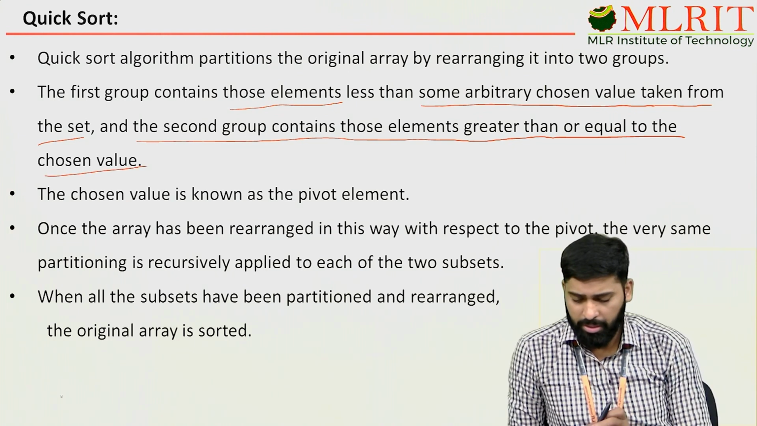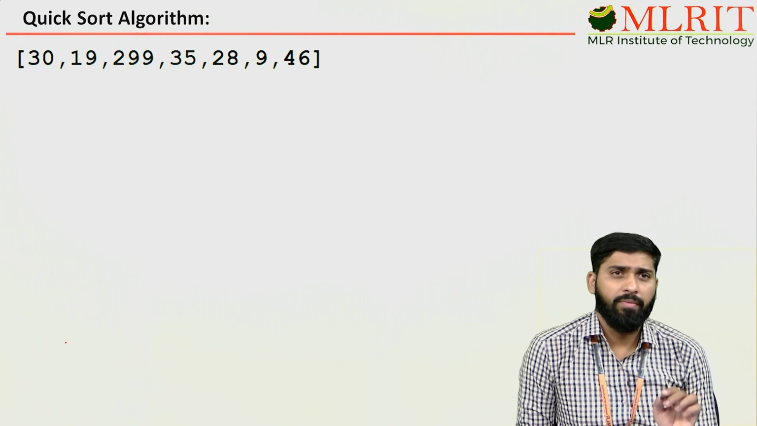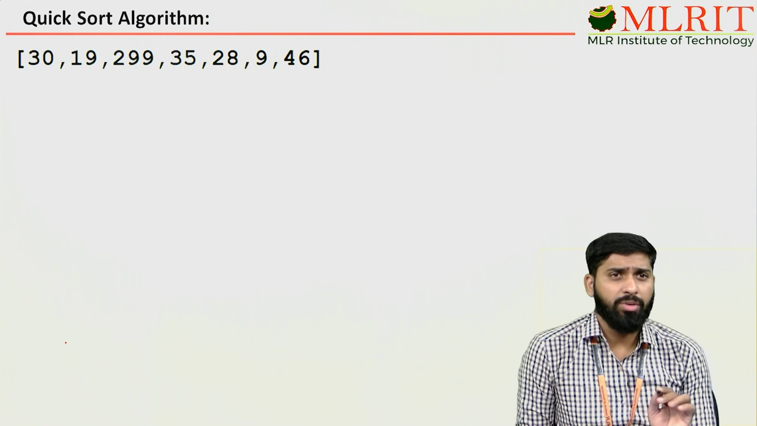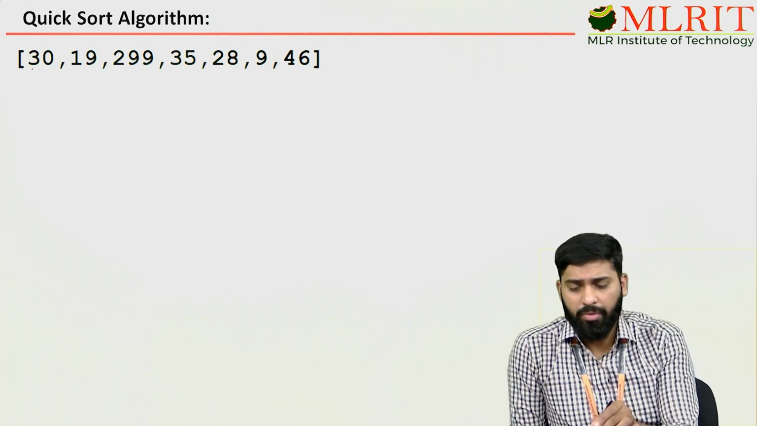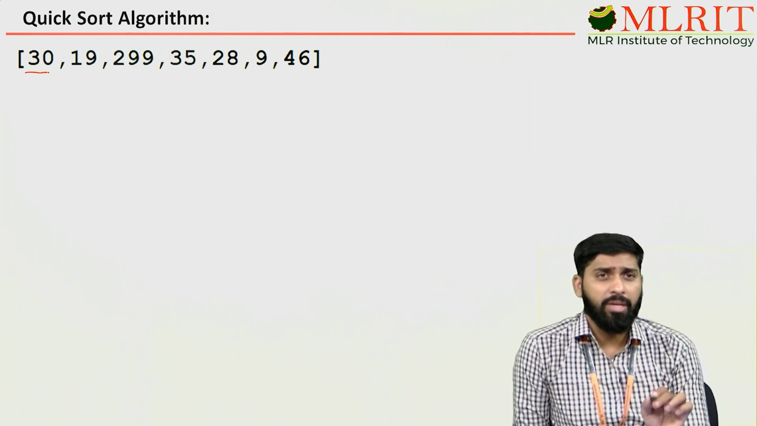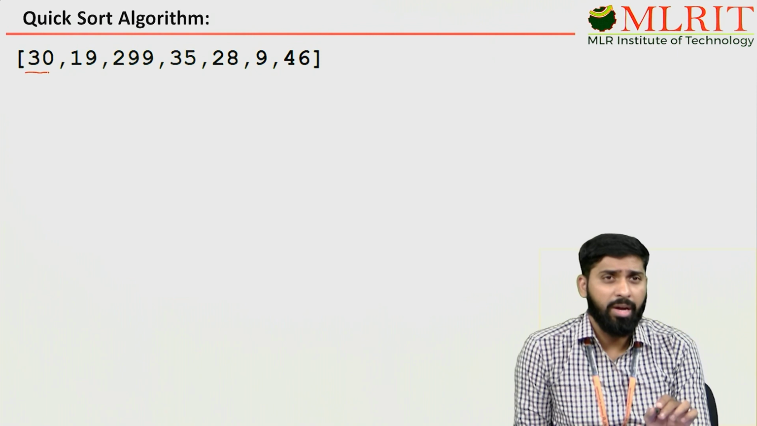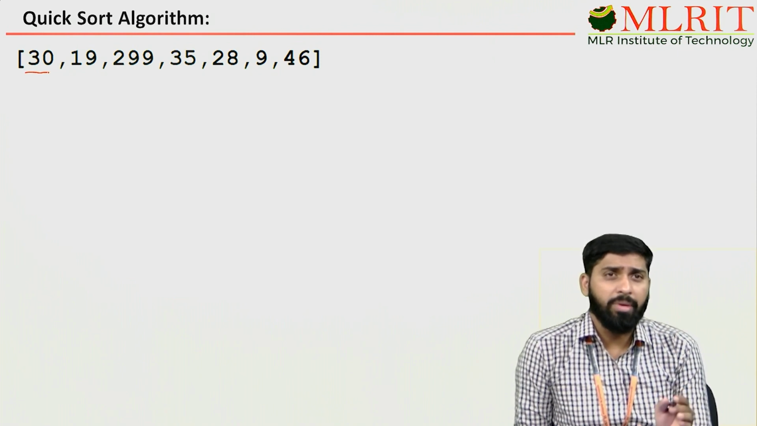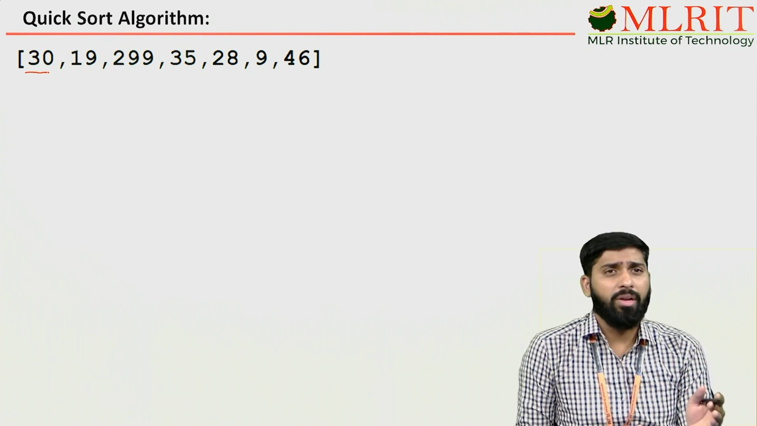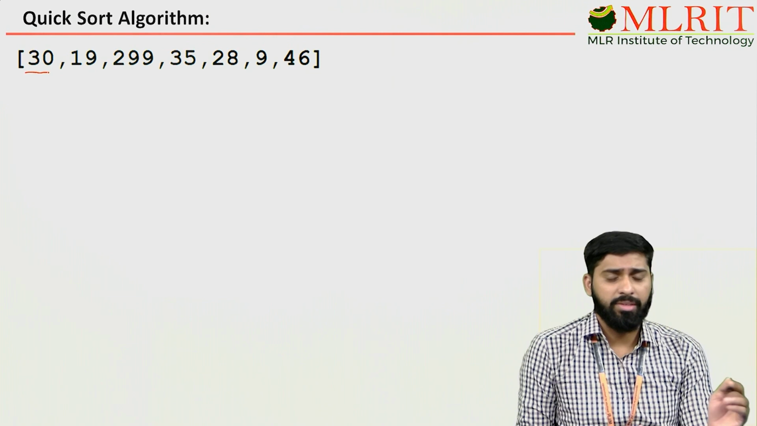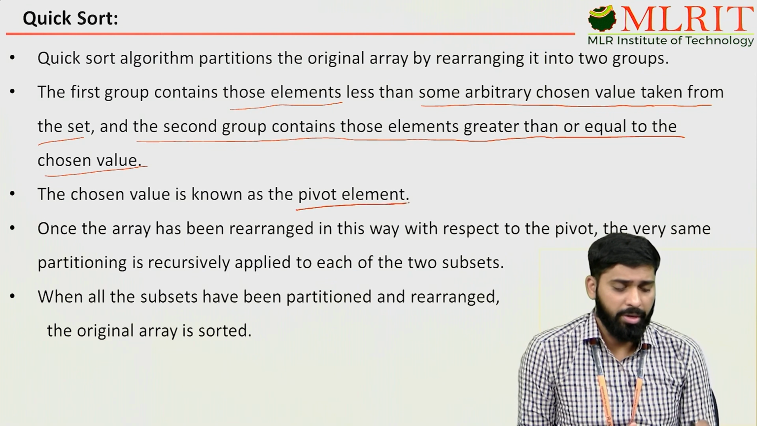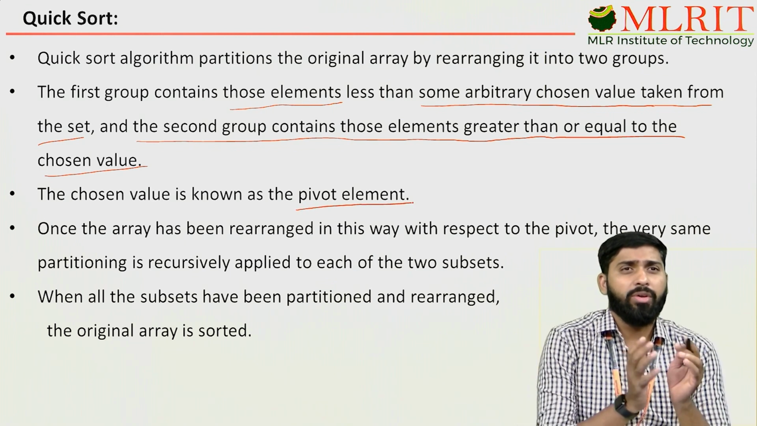Now what does it mean? In quicksort, we divide the array into two parts and select one value. For example, if I select the value 30, we place 30 in the correct position in the array, and all the elements less than 30 are stored on the left side and all the greater values are stored on the right side. In quicksort, the chosen value is known as the pivot element. Okay, now you understand what quicksort is.